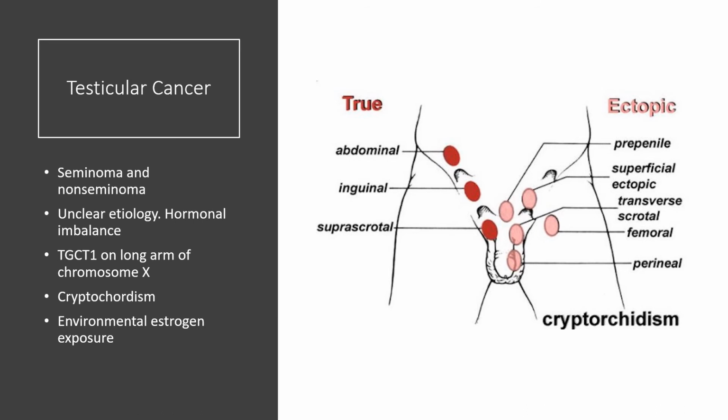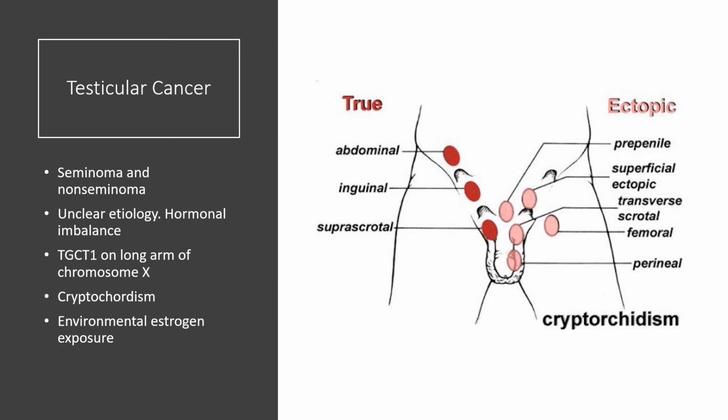Testicular cancers can be classified as seminomas or non-seminomas. These are both germ cell tumors that originate from the primordial germ cells, and they make up more than 95% of testicular tumors, while the remaining neoplasms are mostly tumors of the stroma or sex cord origin. Testicular cancer, as with most cancers that we've come across in pathology, has an unclear etiology. Potentially there may be a hormonal imbalance.